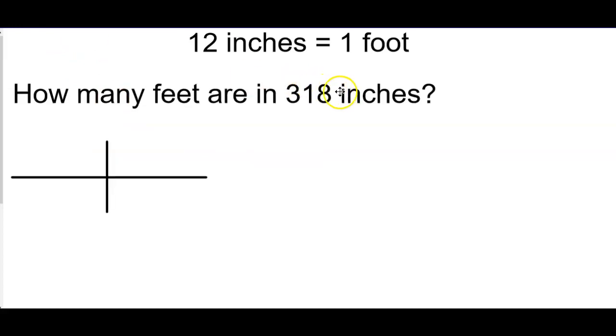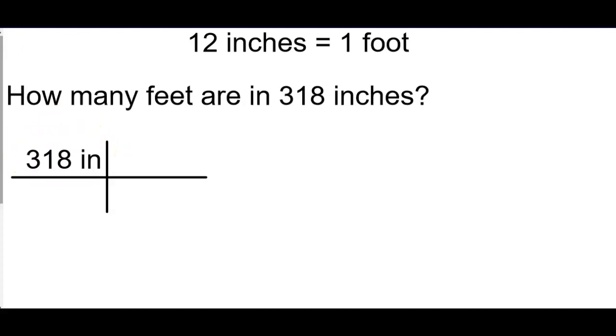So let's say that we want to do it differently. Next problem, how many feet are in 318 inches? So what do we do? We make our grid, we put our starting number and unit in the top of our first box. So 318 inches. And then we think about what I have to have in the bottom of the next box so units cancel. I have to have inches.